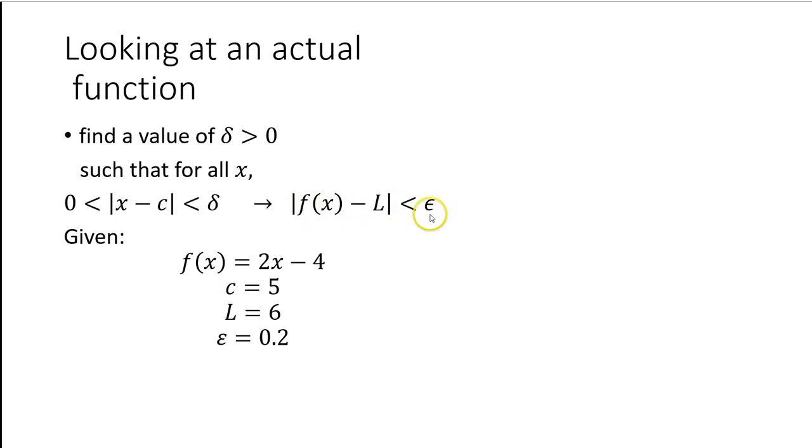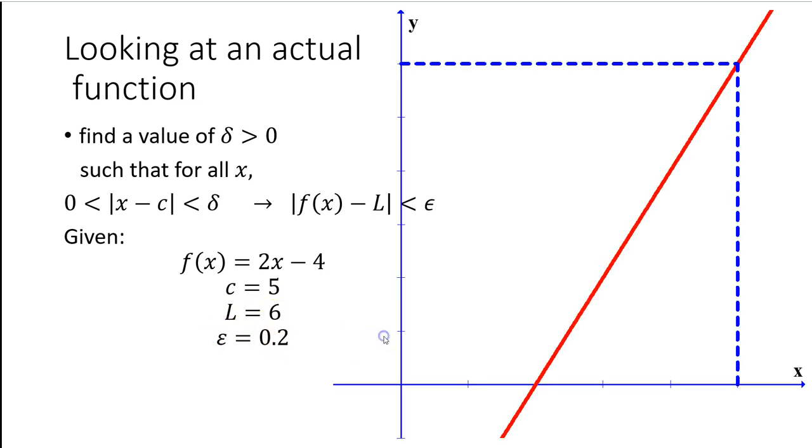Well, in this case, we're going to be giving you all this stuff except for delta. I'm going to tell you f of x equals 2x minus 4. I'm going to tell you c is 5. I'm going to tell you L is 6. I'm going to tell you epsilon is 0.2. Well, if we draw this, this should make sense because this red line represents our f of x function, okay? Well, here is our y value of 6. That is our L. Here is our x value of 5. So in other words, as x gets closer to 5, y gets closer to 6. That should make sense because that's what limits gave us, were y values.